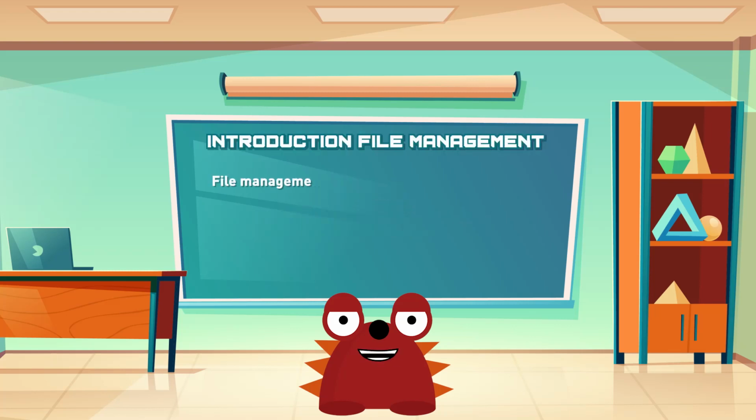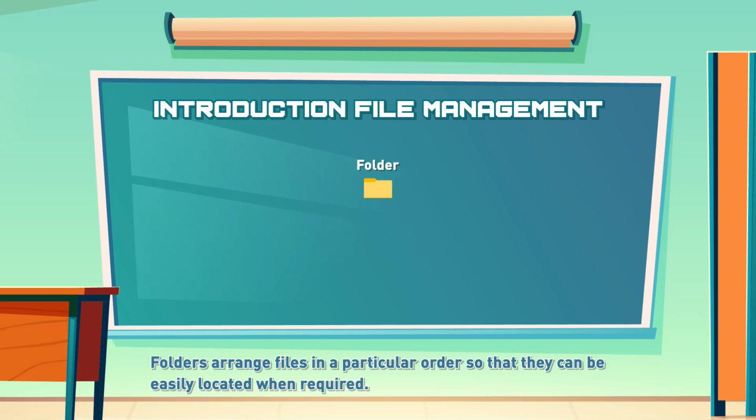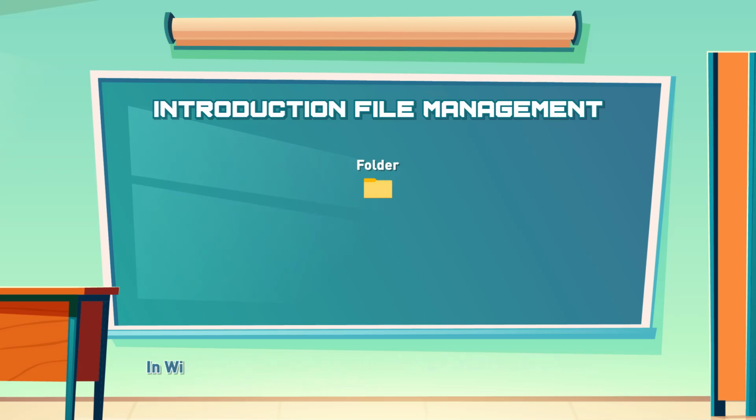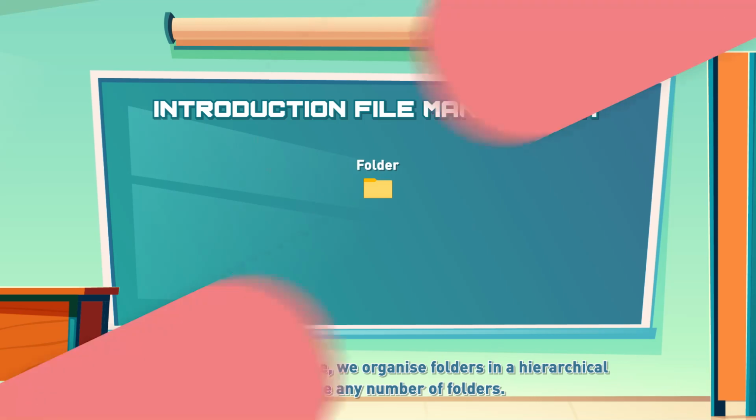File management is the process of storing files and folders in an organized way on a computer. Folders are the place where we save our files. Folders arrange files in a particular order so that they can be easily located when required. In Windows, for instance, we organize folders in a hierarchical structure. You can create any number of folders.